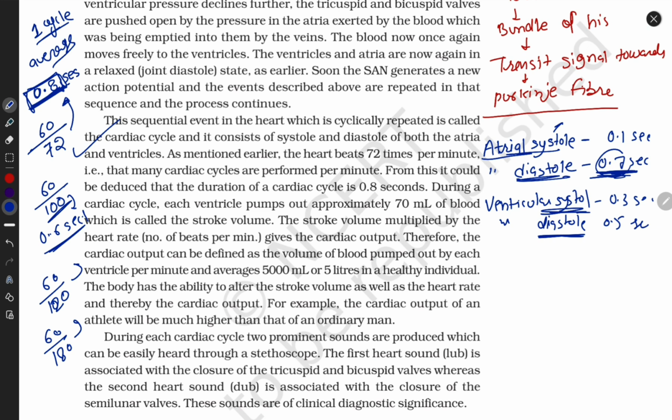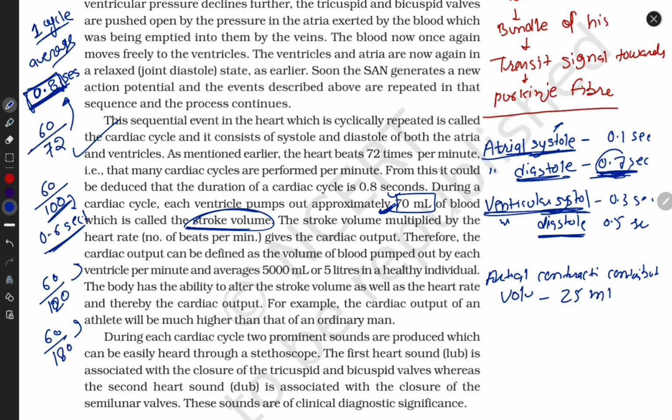Guys, the stroke volume is 20 ml. Our heart pumps this much blood at one time, our stroke volume. If someone asks what the atrial contraction contributes, when they systole, how much blood they supply? 25 ml. If someone asks what is the value of ventricular blood inside, you have to say 0.5 ml of blood is present in the ventricle.